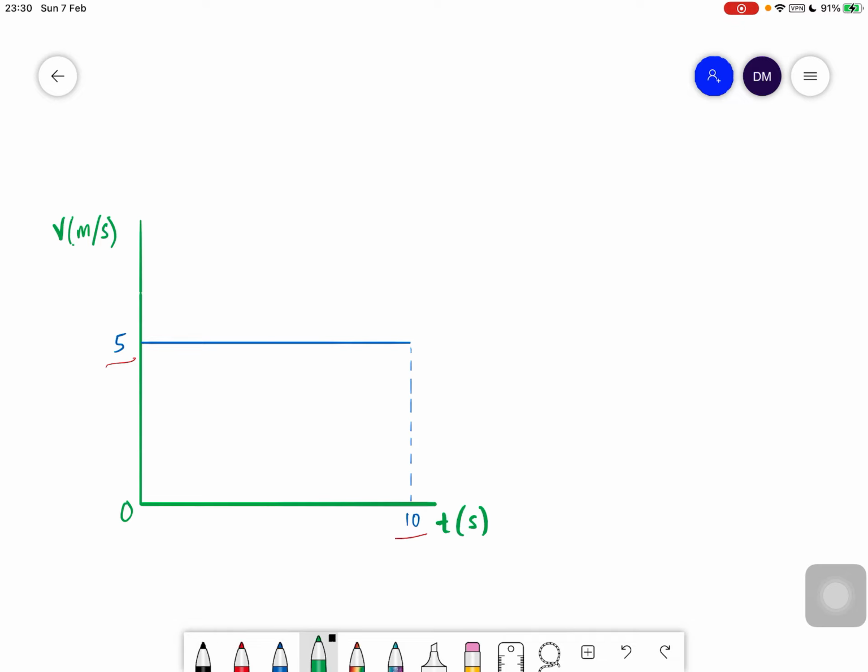From your equation sheet, you all know now that distance equals speed times time. So here we've got a speed of 5 meters per second and the journey lasted for 10 seconds. So that gives us a total distance of 50 meters. So that one's pretty straightforward.